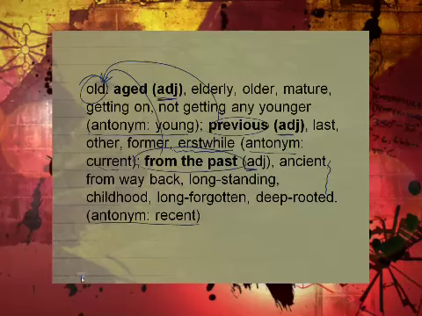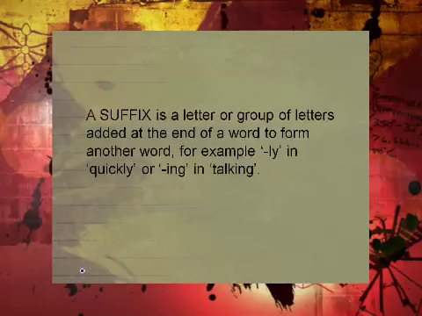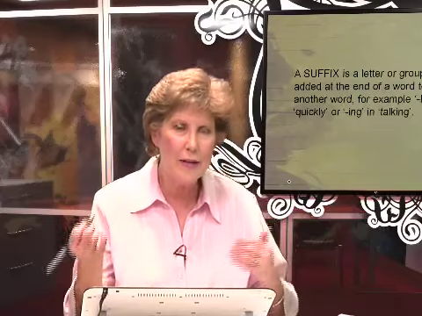A prefix is a few letters that are put at the beginning of words to change their meaning. And sometimes you can get this also in a thesaurus, words with prefixes. And whenever we do prefixes, we do suffixes. And a suffix is a letter or group of letters added at the end of a word to form another word. So for example, you have quickly, or you have ing in talking. So you can also develop synonyms and antonyms using prefixes and suffixes.